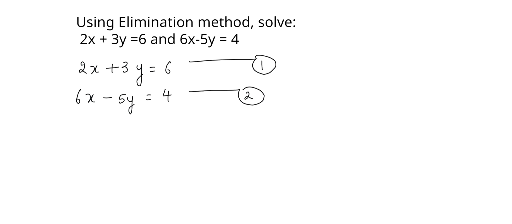In what sense identical? Now, let's say I want to eliminate x. Okay, it's a good choice. I want to eliminate x here because look at the coefficient of x in equation 1. The coefficient is 2. Look at the coefficient of x in equation 2. It is 6. So what I can do now is take the LCM of 2 and 6. Why am I taking the LCM? I want to make the coefficients identical. So the LCM of 2 and 6 is 6 only, because 2 goes exactly into 6 three times.